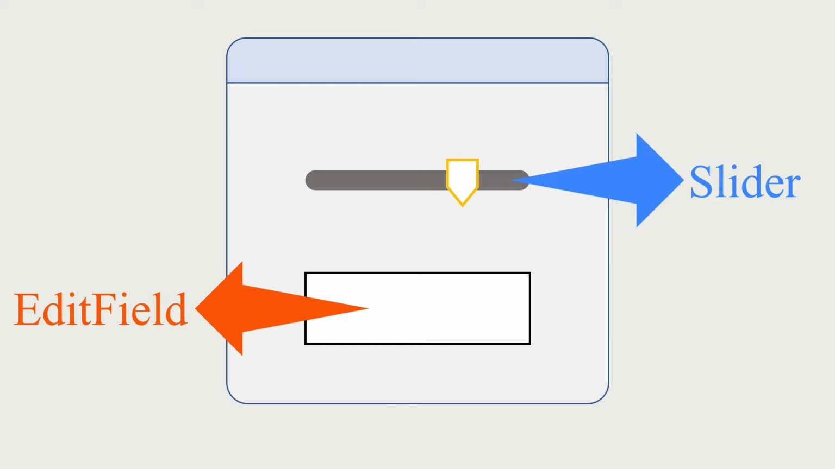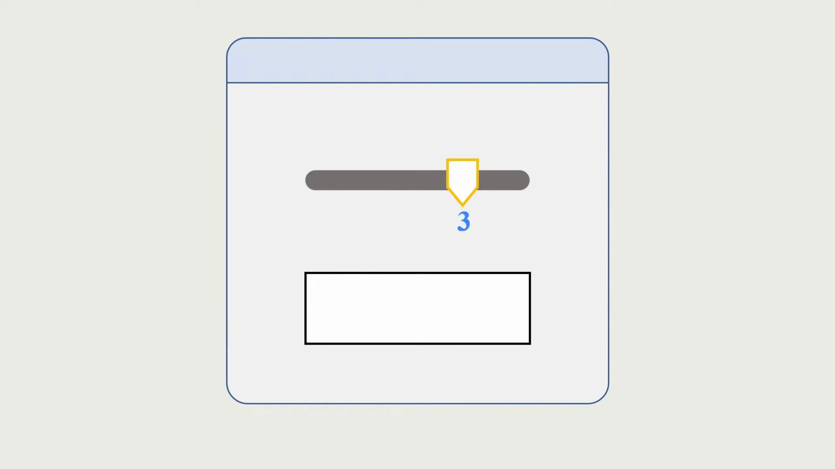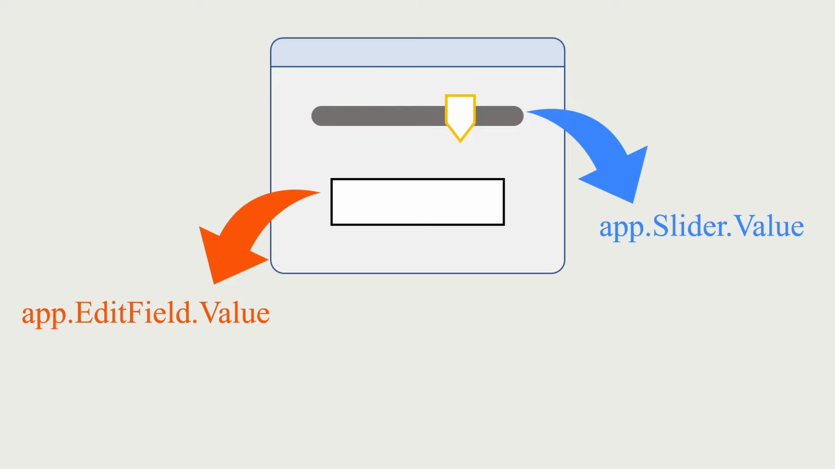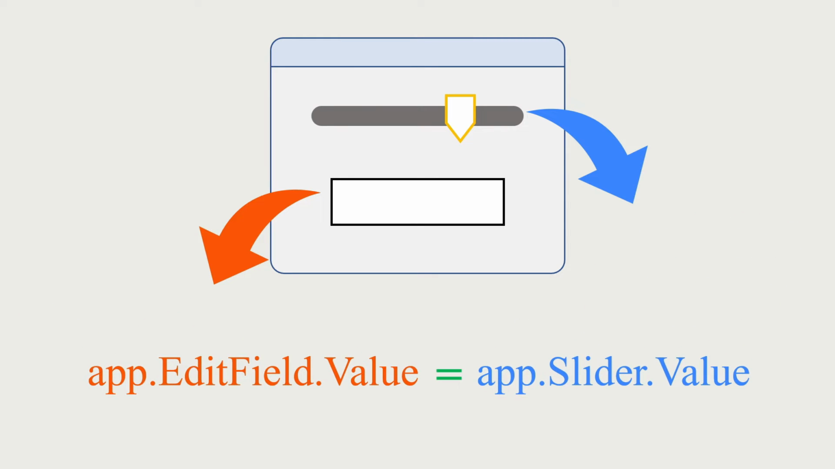Now in our app, we will use two different components. One is slider and another one is edit field. What do we want actually? We want to get the value from slider and set the value inside this edit field. Now to get the slider value, we have to use this app.slider.value notation. And to set the edit field value, we have to use this app.editfield.value. Then we are just going to assign using this equal to operator.